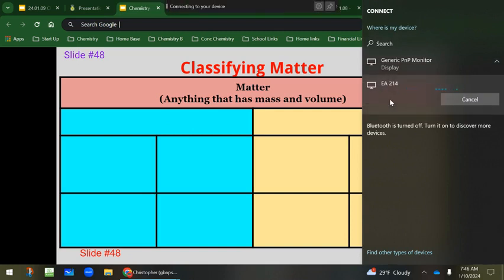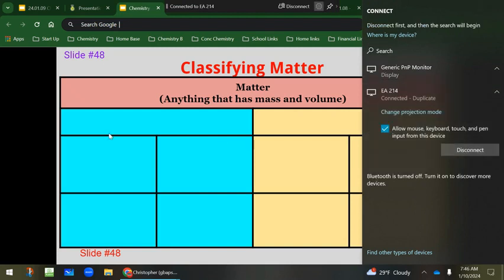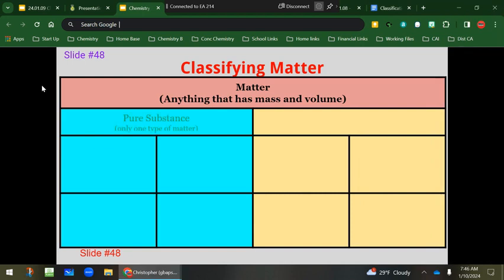Okay, so what we are going to do, ladies and gentlemen, is classify matter. Please remember, matter is anything that has mass and volume. That is what matter is. Now, there are two broad categories that we can put matter into, and then from there, we could take each one of these and subdivide them a little bit more.